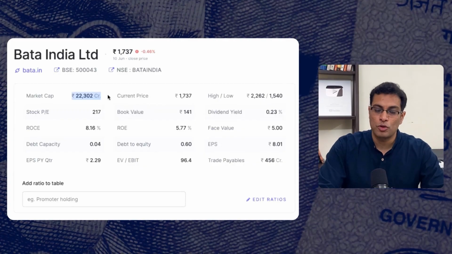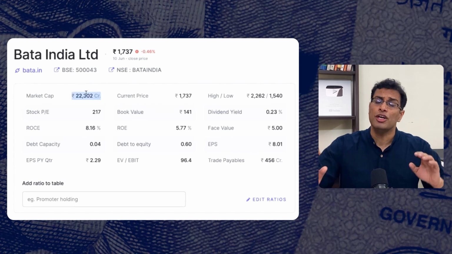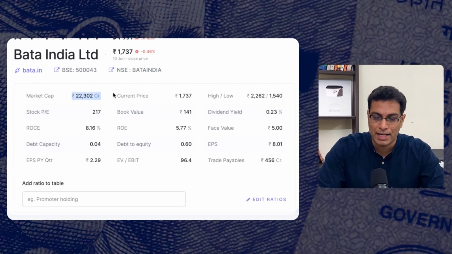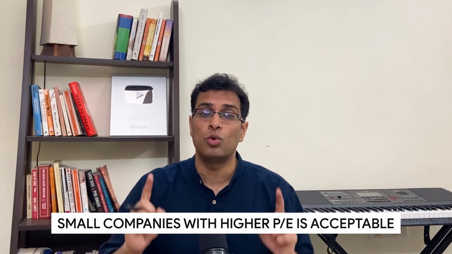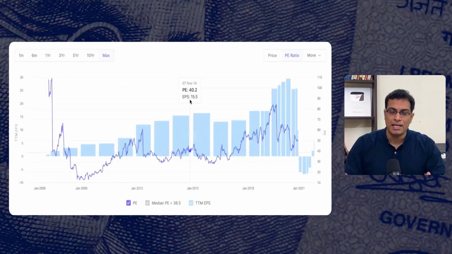Okay. Now, first and foremost, if you take a look at Bata India, it is not a huge company, so to say, from a market cap perspective. So small companies, if they are exhibiting higher PE, it is completely fine. Or if the growth rate of a company is very, very high, then also it's fine. So those types of companies deserve a high PE.